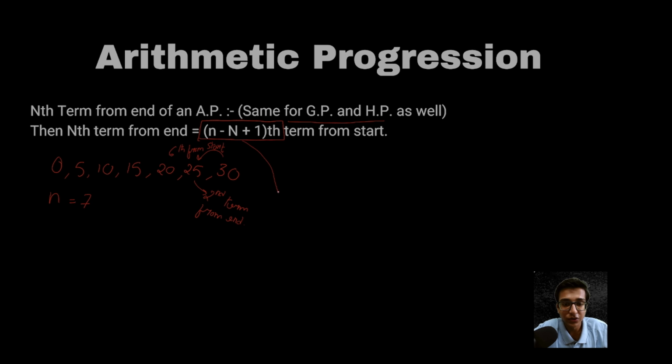Let's try and use this formula to see if we get 6 as the answer. n is 7, minus second term from the end, plus 1, gives 6. So yes, this formula definitely works, and we need to use it to find the nth term from the start.